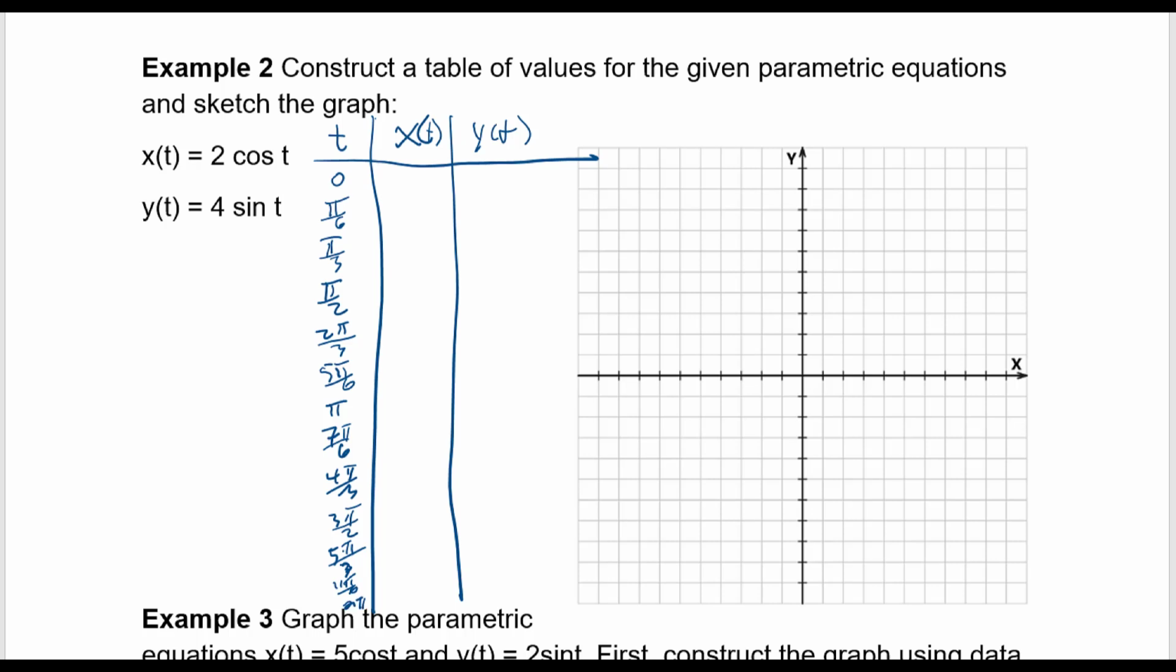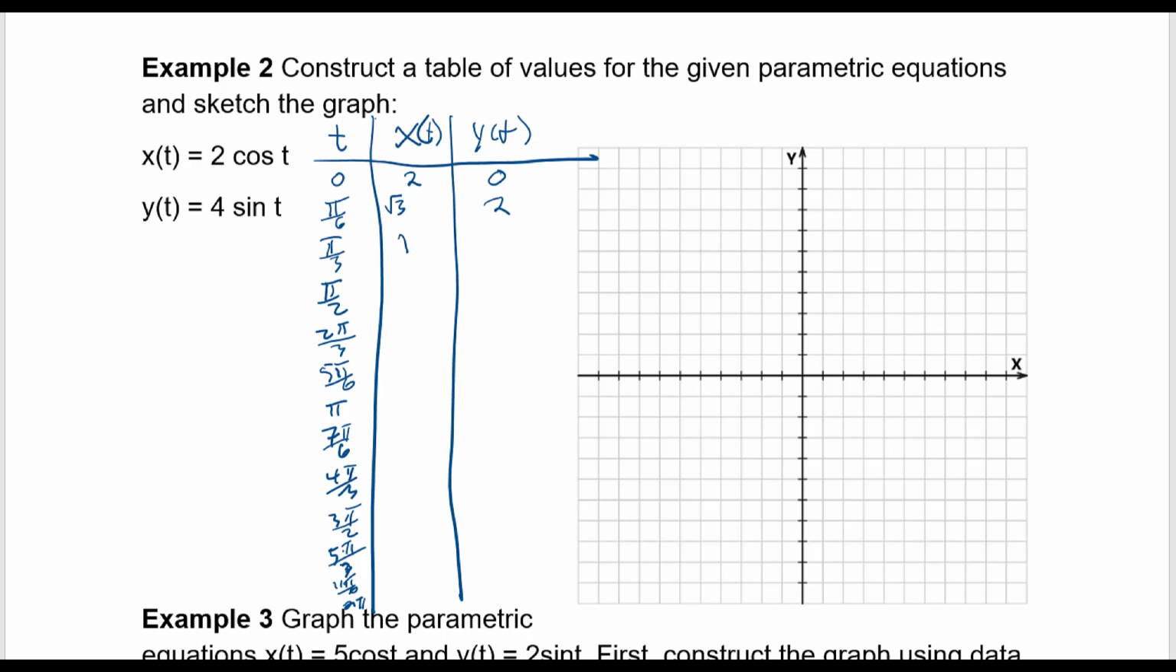Okay, so cosine of 0 is 1, 2 times 1 is 2. Sine of 0 is 0. Cosine of pi over 6 is square root of 3 over 2. So 2 times that is square root of 3, which is like 1.73. And then sine of pi over 6 is 1/2, so 4 times that is 2. Now we'll do pi over 3. Cosine of pi over 3 is 1/2, so 2 times that is 1.